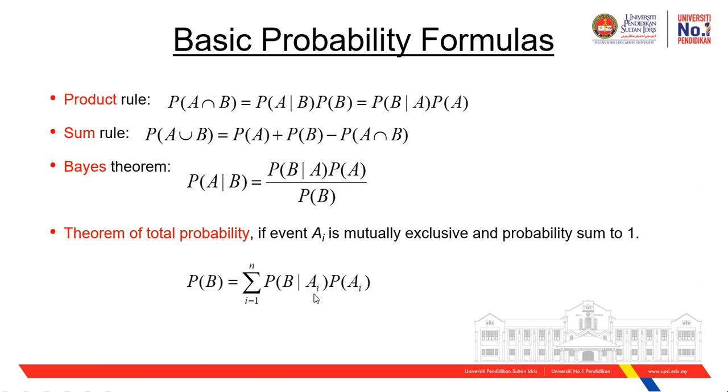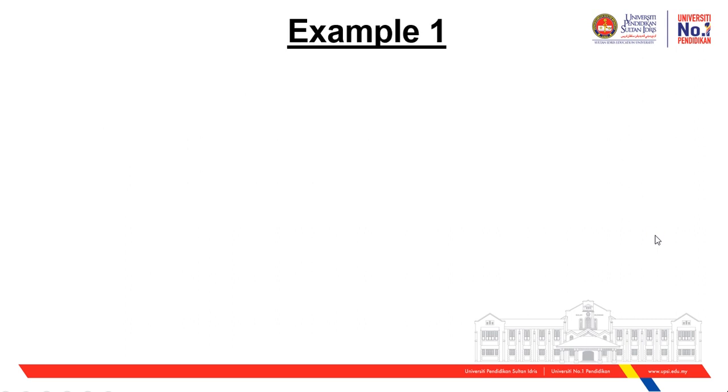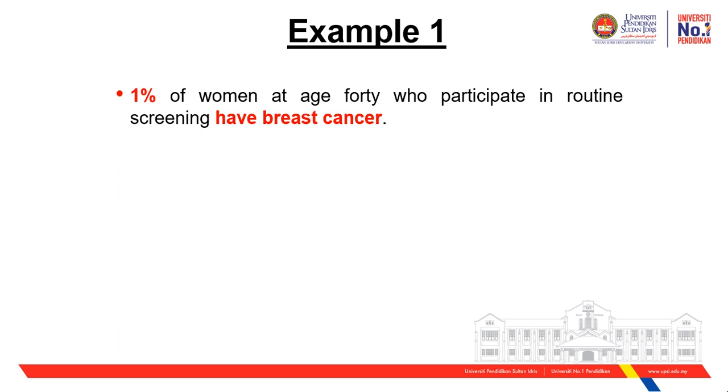If you have more than one event, you might use P(B) equal to P(B given A1) times P(A1), plus P(B given A2) times P(A2), plus, and so on and so forth. That's the theorem of total probability. Okay, this is the one that I told you just now about. If you have more than two events, it will look like this. So let's look at an example to help you understand this theorem better.